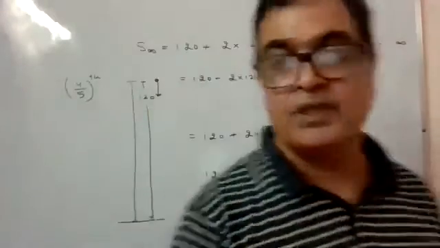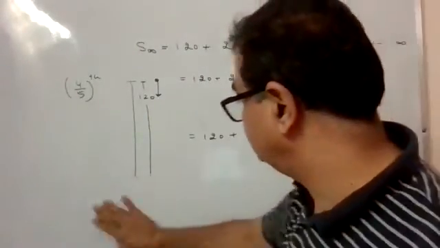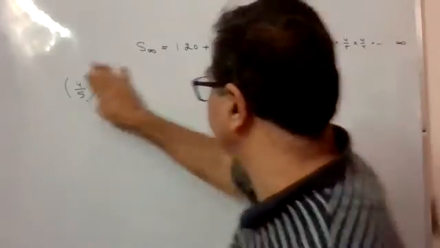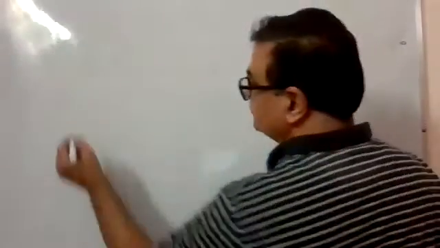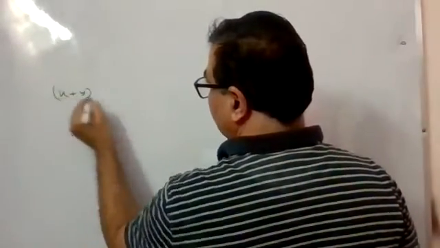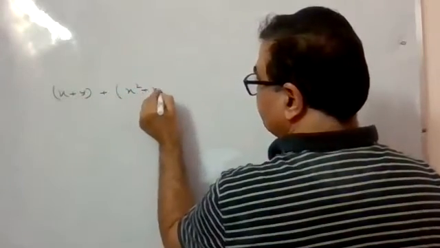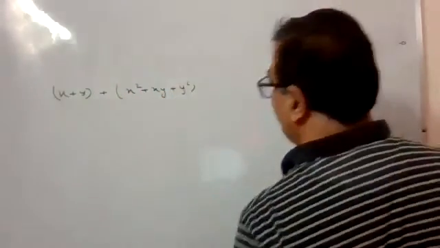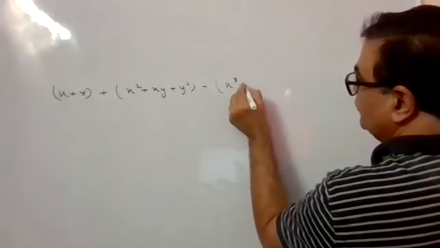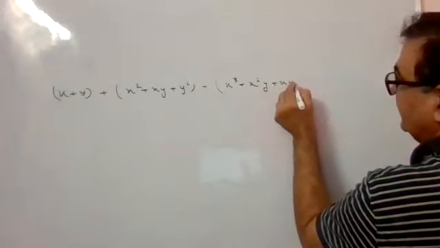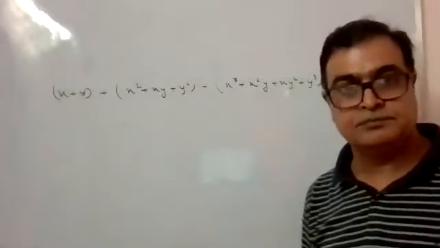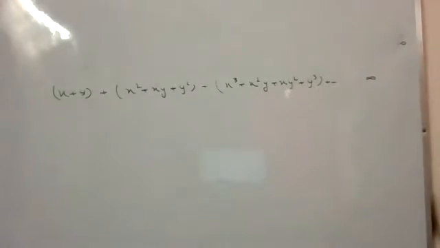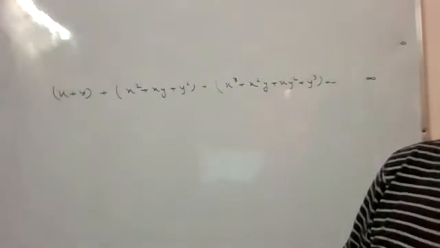Next question please. Find the sum of the infinite series x plus y, plus x square plus xy plus y square, plus x cube plus x square y plus xy square plus y cube, till infinity. This is the question we have. We should find out the sum of the infinite series here.